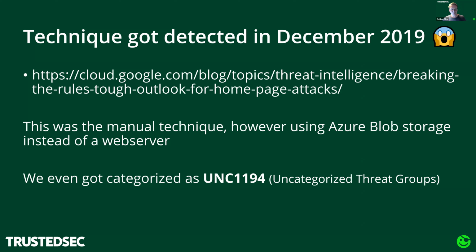But still, it was kind of boring that they found it. The cool thing that came out of that for us as a team is that Mandiant decided to categorize us. They have APT groups and UNC groups. UNC is uncategorized threat groups. So we got our own UNC number for this specific technique, UNC1194. So you'll probably see that on profiles and stuff like that around the TrustedSec people on the targeted ops team.